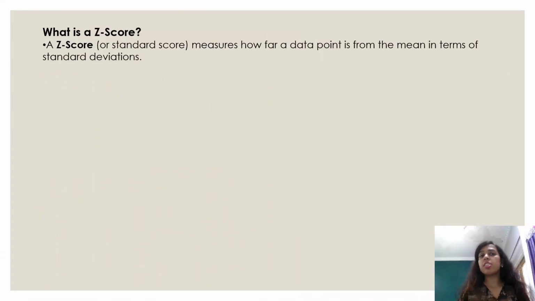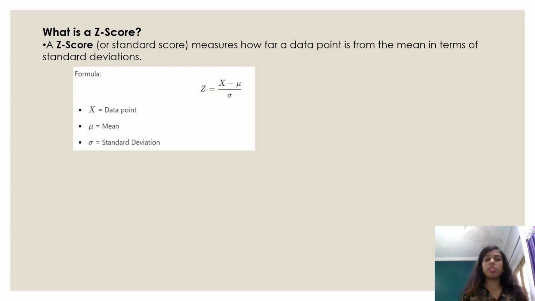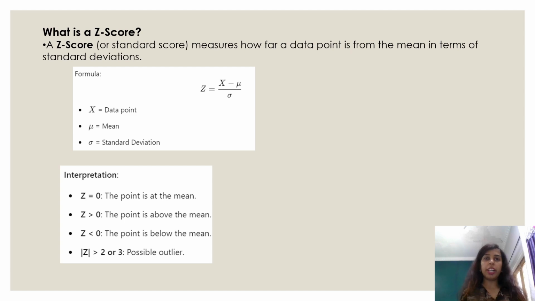So what exactly is a z-score? A z-score is a measure of how many standard deviations a data point is away from the mean of the dataset. It helps you understand whether a data point is typical or unusual compared to the rest of the data. Here is the formula to calculate the z-score, where x is the data point, mu is the mean, and sigma is the standard deviation. To interpret, if the z-score is 0, the data point is at the mean. If it is positive, the data point is above the mean. And if negative, the data point is below the mean.